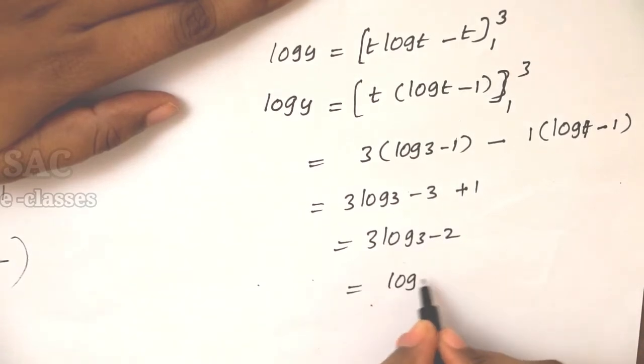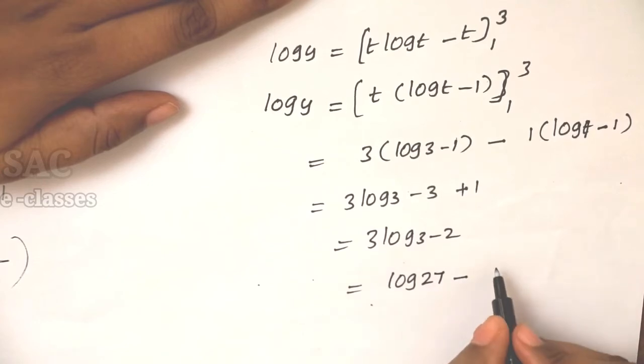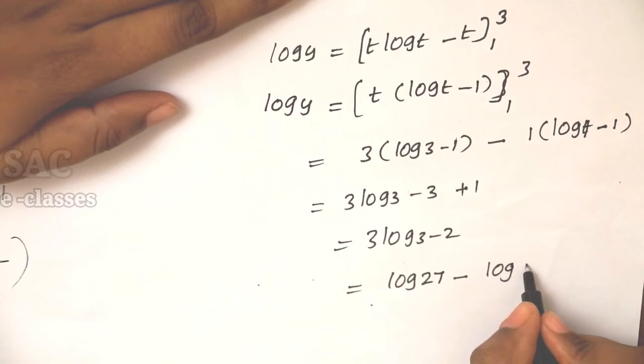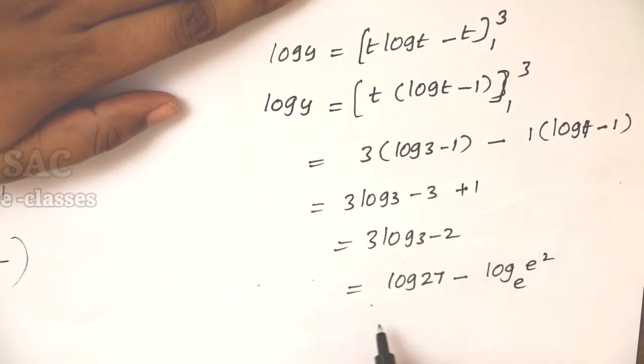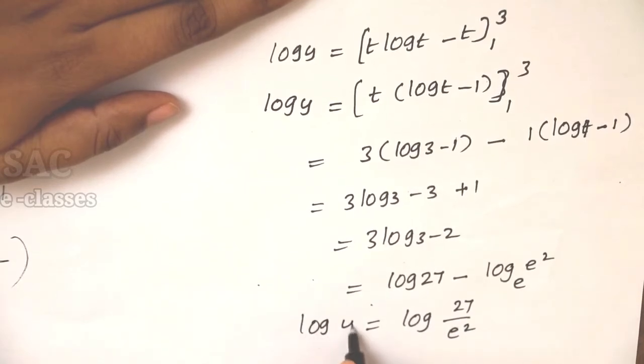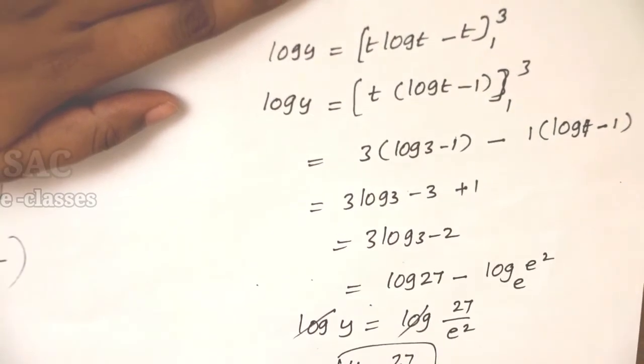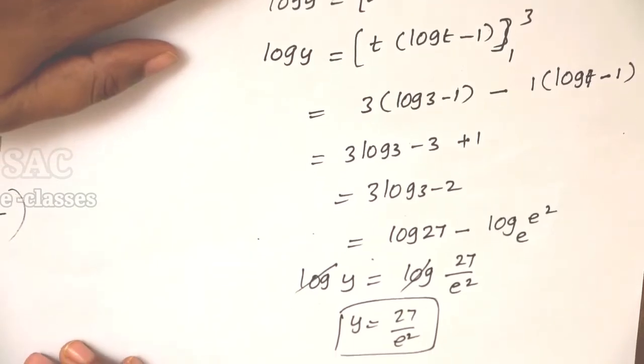You can write 3 log 3 as log 27. 2 can be written as log e square to the base e. So log a minus log b gives 27 by e square, which is log y. Log and log get cancelled, y equal to 27 by e square will be the required answer.